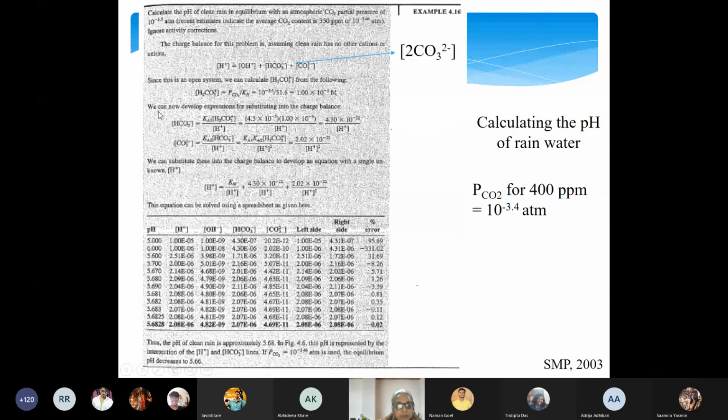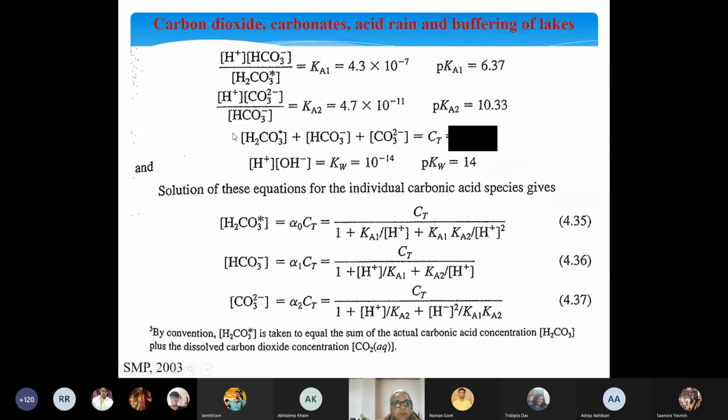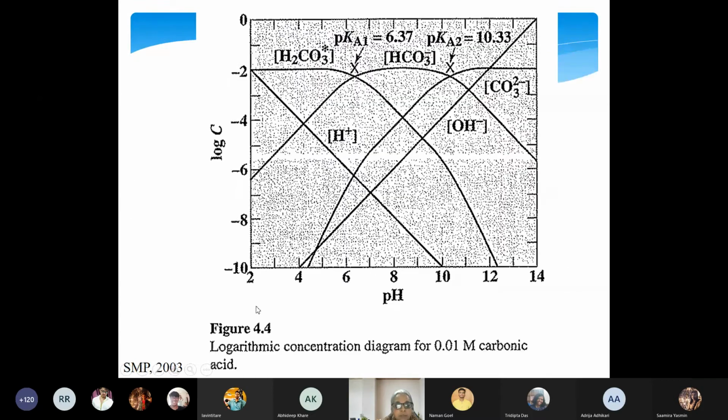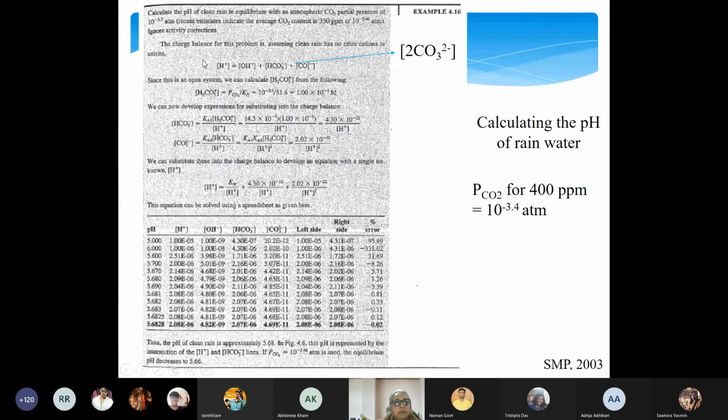We've already seen the independent expressions for the three carbon species. So you have H2CO3 star, HCO3 minus, and CO3 2 minus. You can substitute in this charge balance equation in terms of the equilibrium constants, and the only unknown that should remain in your final equation is H plus. And then what you will find is that it's a cubic equation. So when you get this form, when you try to solve it, it's a cubic equation.